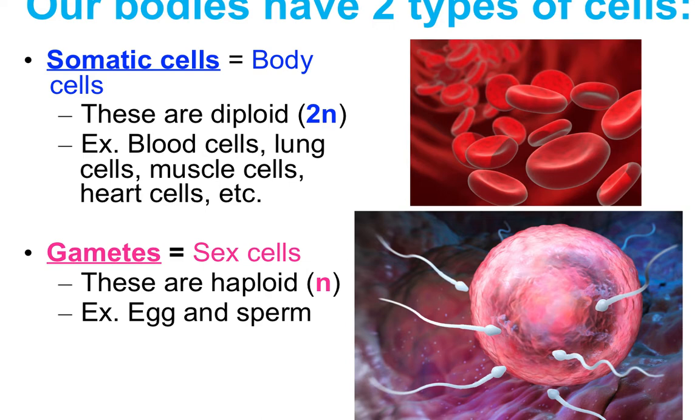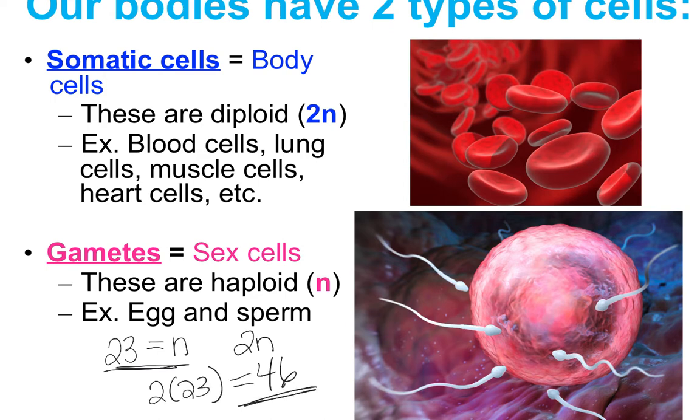Let me give you an example. So humans, we have 23 pairs of chromosomes. So 23 is our N. Every egg and sperm cell has 23 chromosomes. All of the cells within our body, besides our sex cells, are 2N. They're 2 times 23, which is 46. So we have 46 chromosomes, 23 pairs. N equals 23 for humans.